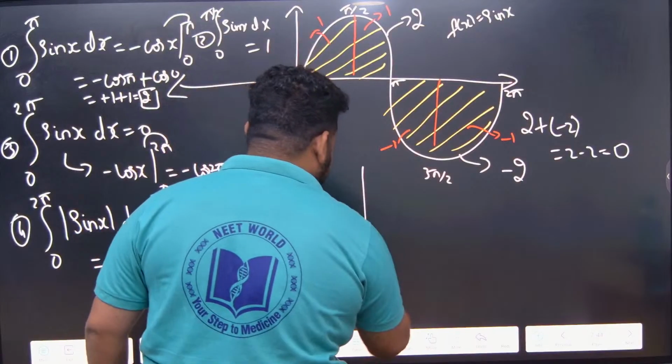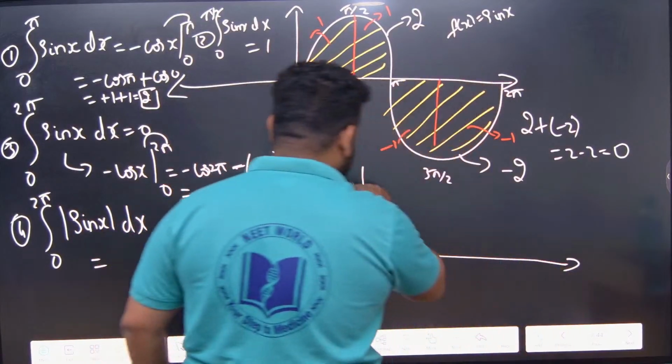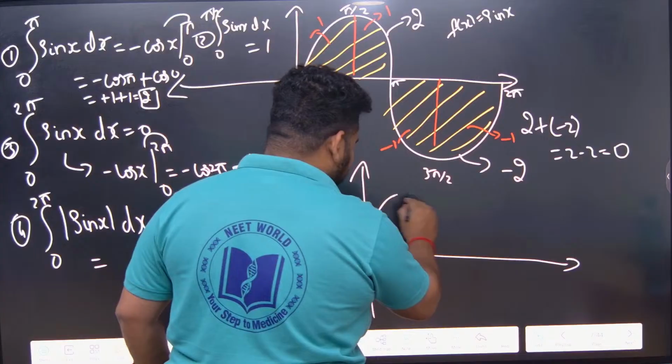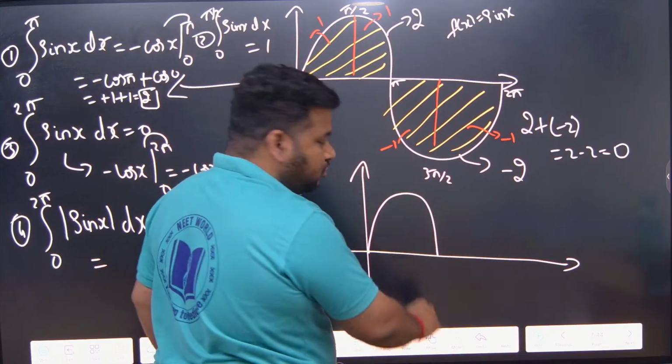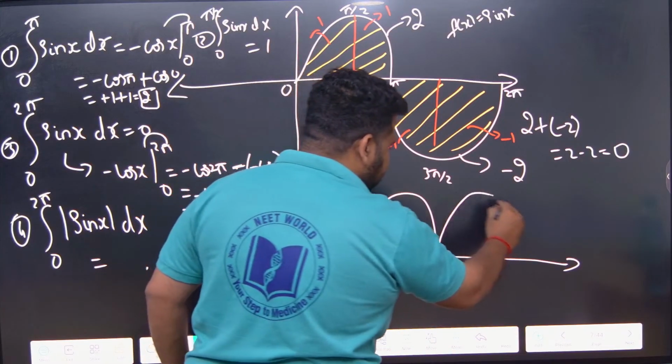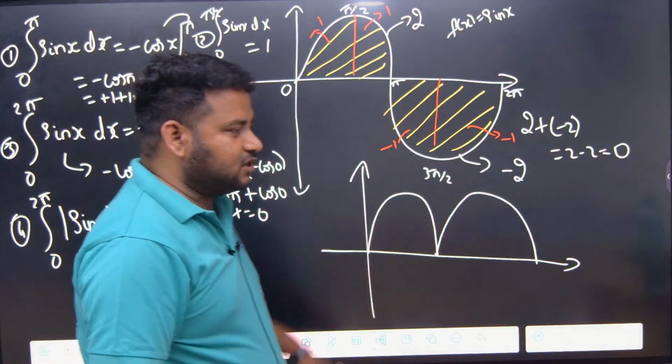Let us draw the mod sin x graph here in a simple way. See here, this is the mod sin x graph. It will not go down, it will be above only, because mod sin x is always positive.